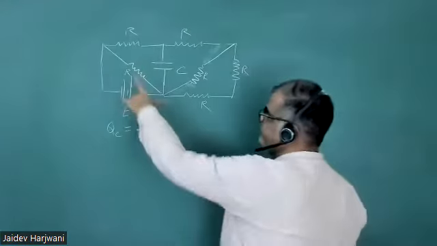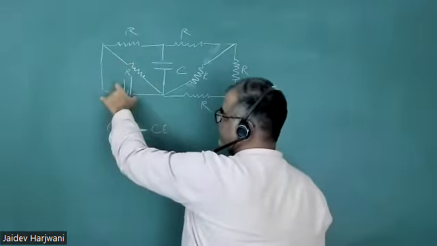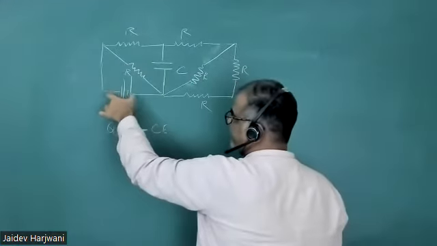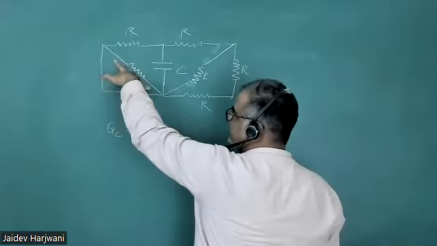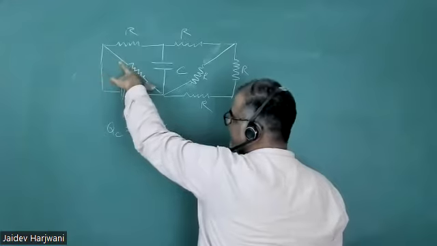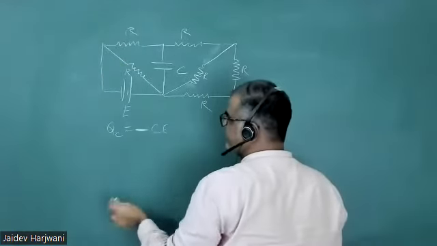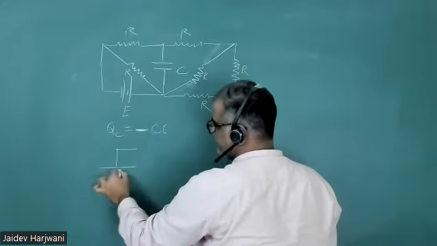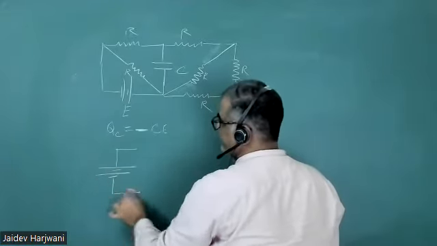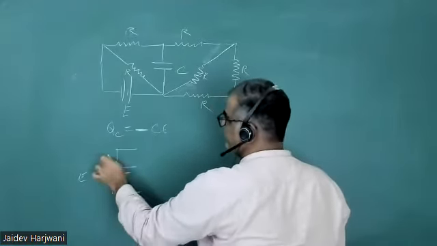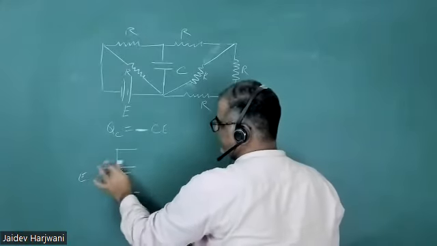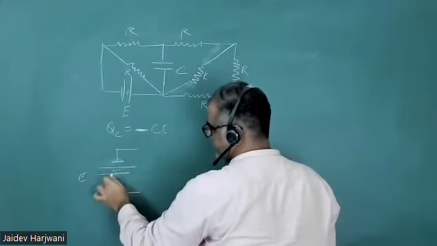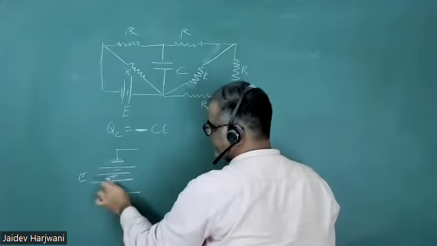This branch is parallel to this thing. Actually the same voltage is coming here, so basically this branch has no meaning. But just for your understanding, I am keeping this branch. Now this is my E. This is negative, this is negative, and here negative, and here is positive. So this is my E.